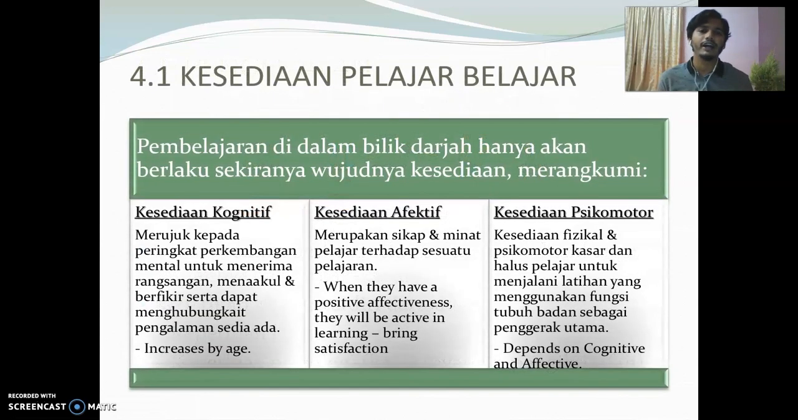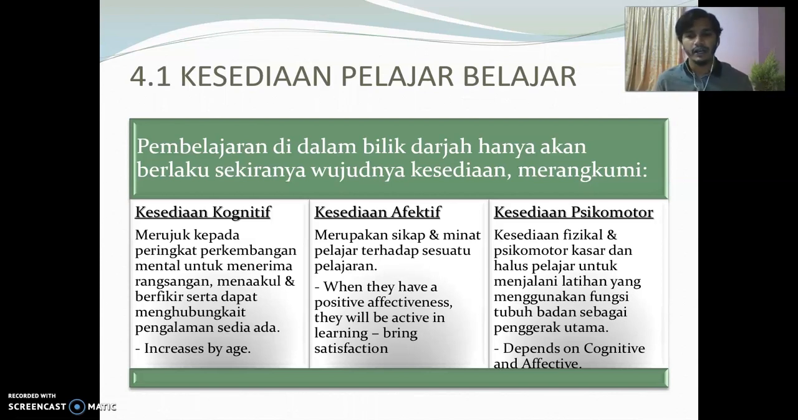And then juga kesediaan pelajar belajar. Okay, so how we can see when kesediaan ini adalah, we call it the preparedness ataupun kesanggupan pelajar untuk belajar sebenarnya. Okay, this is also divided into 3 factors. But before that, let's have a look at what exactly kesediaan pelajar belajar is. When we see the definition, it says pembelajaran di dalam bilik darjah hanya akan merangkumi 3 perkara, iaitu untuk mewujudkan kesediaan. Yang pertama adalah cognitively.